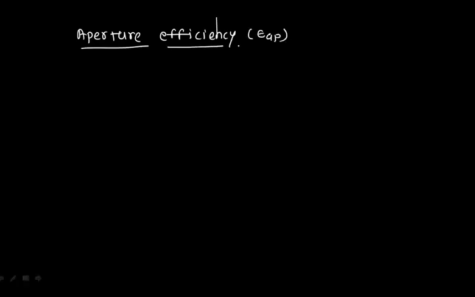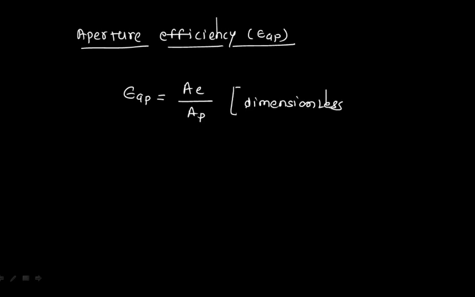So I'm introducing another term, which is the aperture efficiency. I have a physical aperture AP. The aperture efficiency is eAP. The ratio of AE by AP is called the aperture efficiency. The ratio of power available is something we will talk about later, but right now the aperture efficiency is equal to AE by AP. As this is a ratio, this quantity will be dimensionless. This is the effective aperture and this is the physical aperture.